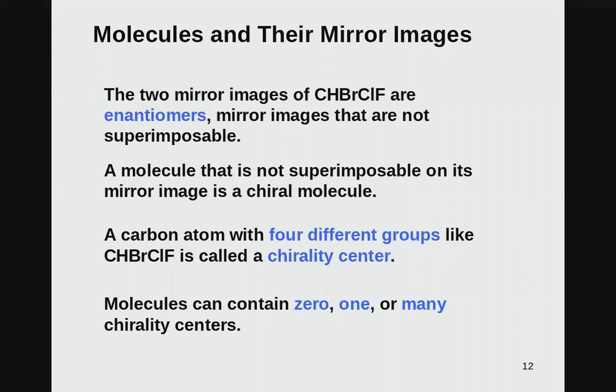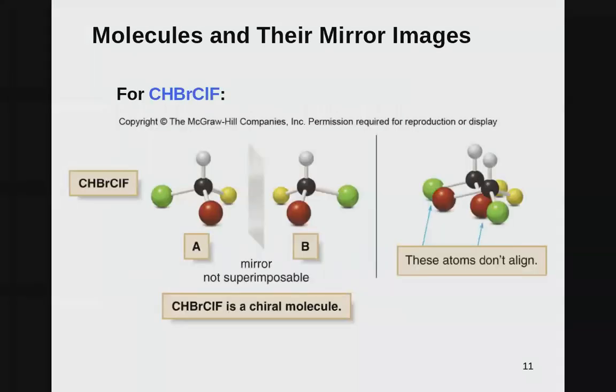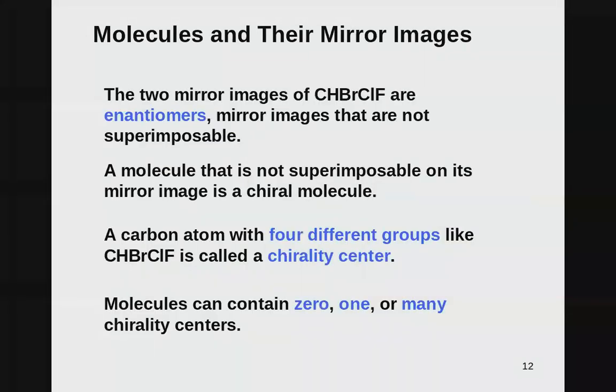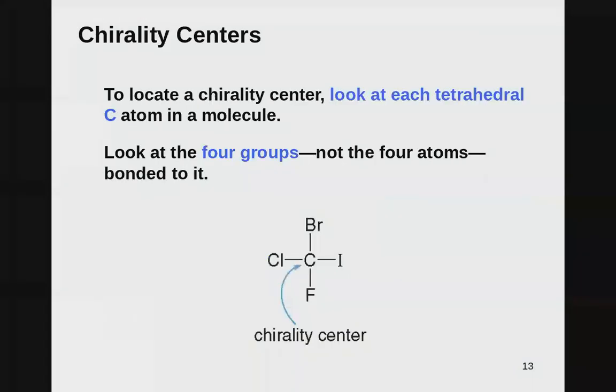Now, a molecule that is not superimposable on its mirror image, as we mentioned, is called a chiral molecule. A carbon that has 4 different atoms attached to it, like we saw with CHBrClF, is what we call a chirality center. Molecules can contain 0, 1, or many chirality centers. In this case, we had 1 chirality center, so there's only 1 carbon with things attached to it. But you can have more chirality centers as molecules get more complex.